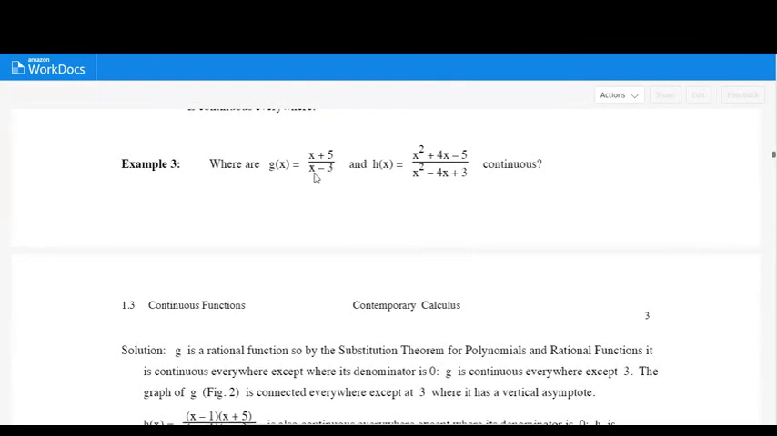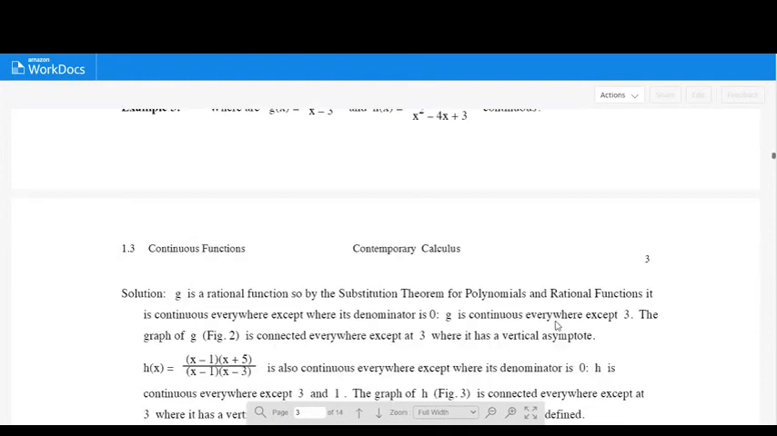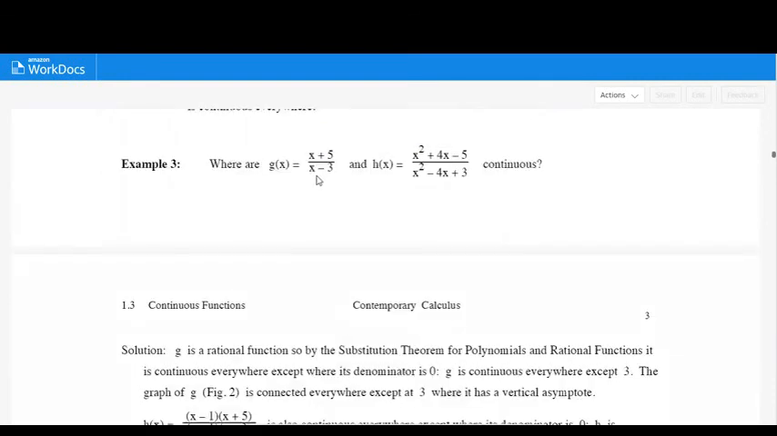So definitely, dito sa first kay g of x, ang makakapag-0 dito is kapag x is 3. Okay, so we have x plus 5 over 3 minus 3, that's undefined kasi magiging 0 yung denominator. So kumbaga, itong si g of x is continuous everywhere except where its denominator is 0. Or g is continuous everywhere except 3. Okay, kung 3 ang value ni x.